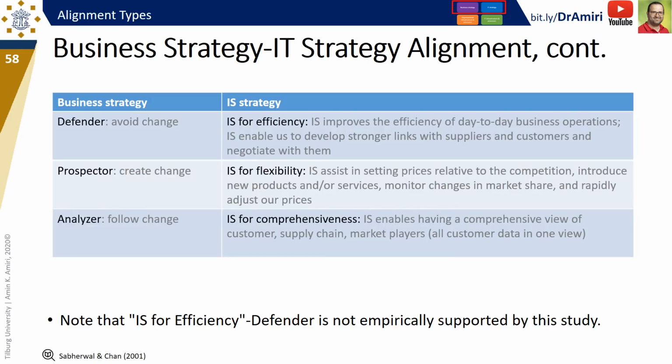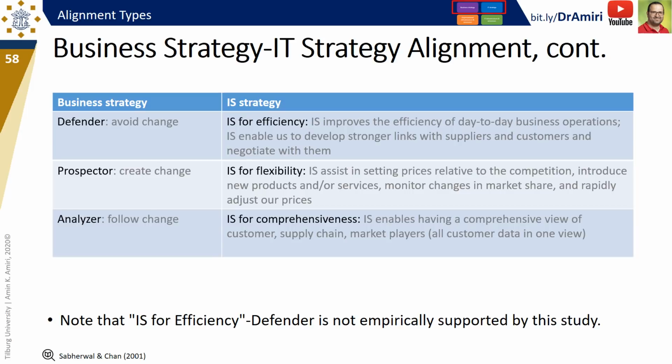Strategic alignment is mainly about the fit between the business strategy and IT strategy. Sabherwal and Chan suggested that for defenders who avoid changes and like stability, the aligned IS strategy is IS for efficiency. That is, IS improves the efficiency of day-to-day activities and allows having stronger links with suppliers and customers.